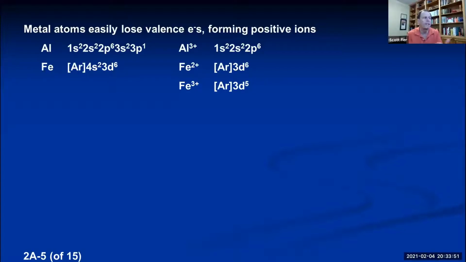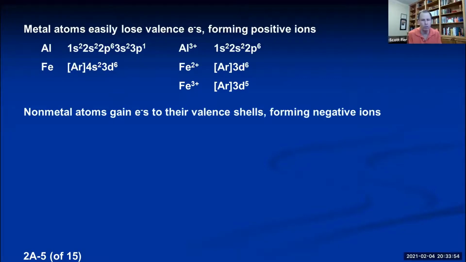Nonmetals wind up forming negative ions by gaining electrons. So nonmetals will gain electrons to their valence shells, forming negative ions. And if we take an example of a nonmetal, something like oxygen, and just write the electron configuration notation for oxygen, which would be 1s2, 2s2, 2p4, oxygen being a nonmetal has a very exothermic electron affinity.